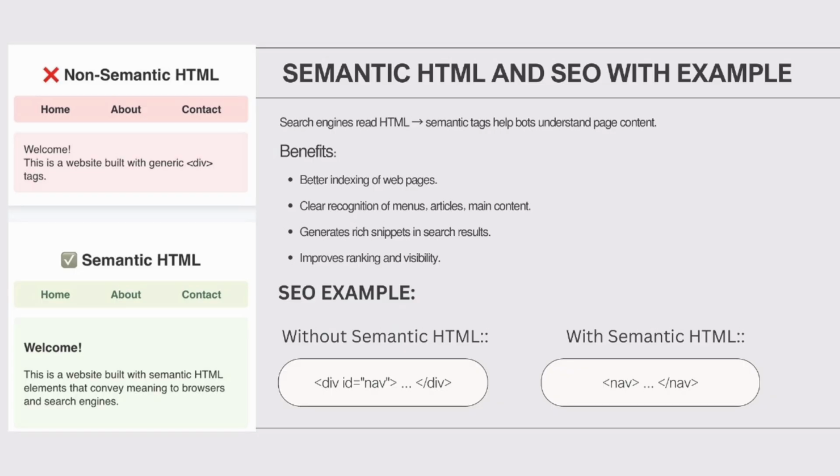Without semantic HTML, you would use a generic div. The search bot guesses this is navigation based on the ID. With semantic HTML, you can simply use the nav tag. The bot knows this is a navigation area. The semantic version provides zero ambiguity. It's faster for the crawler, more accurate for the algorithm, and better for your rankings. This is a simple, free SEO win you can implement today.